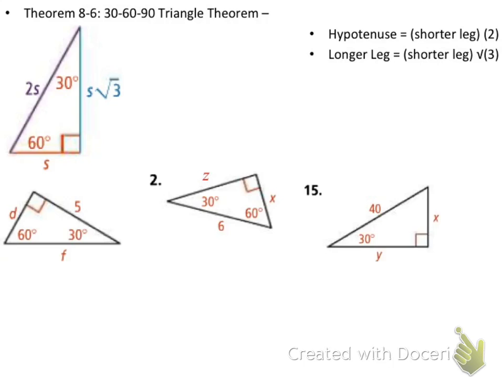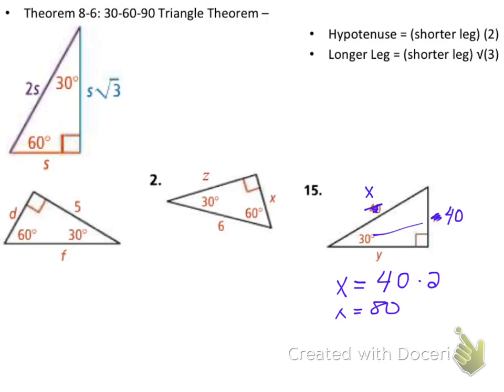And this last one, just to give you a different example, I'll make that an x and make this a 40, to give us an example where they're giving me the shortest leg. 40 is my shortest leg, and so to find out my hypotenuse and my longer leg, I can just plug each of those in. So x is equal to 40 times 2, so x is equal to 80.